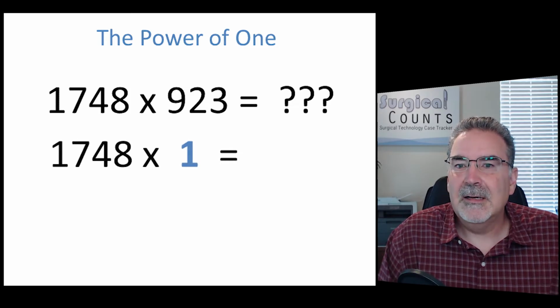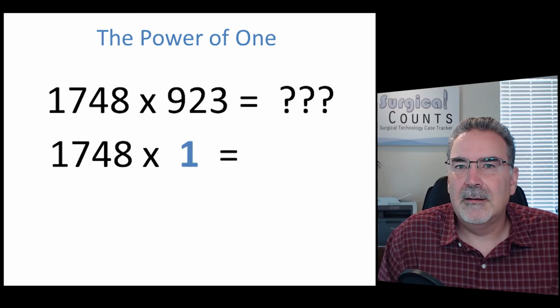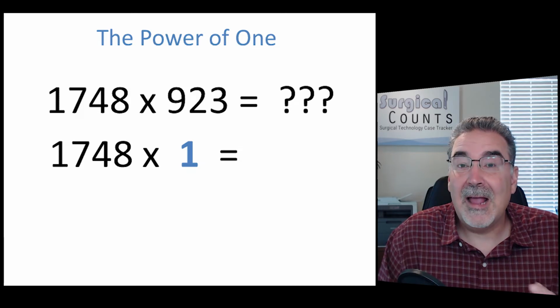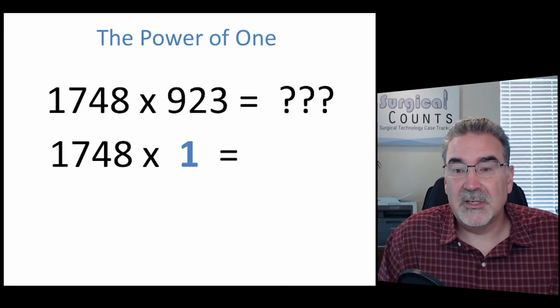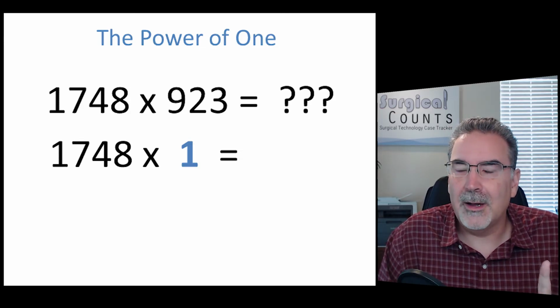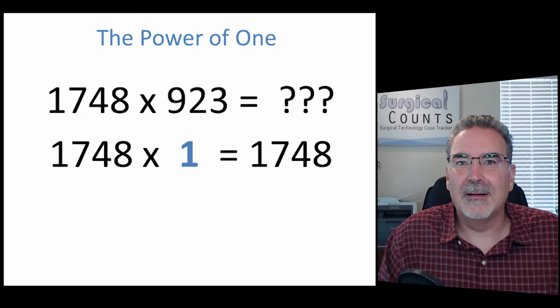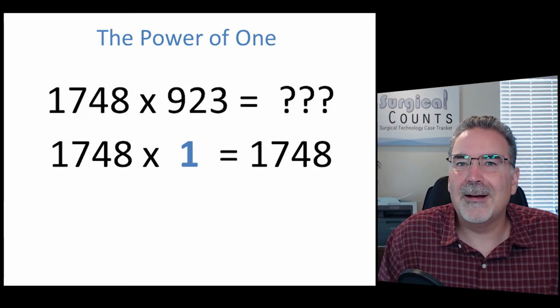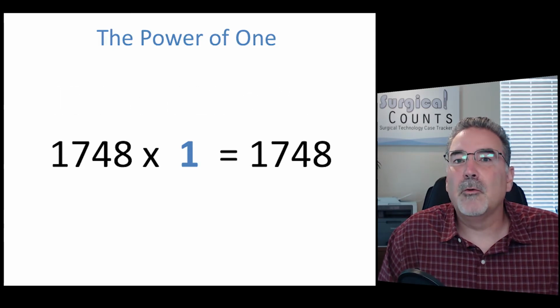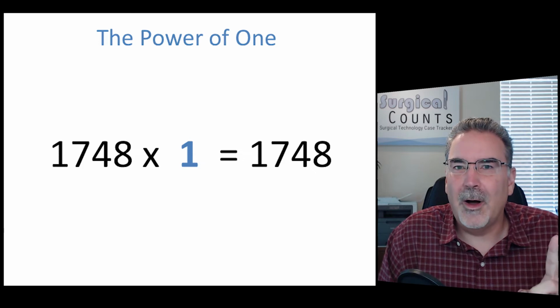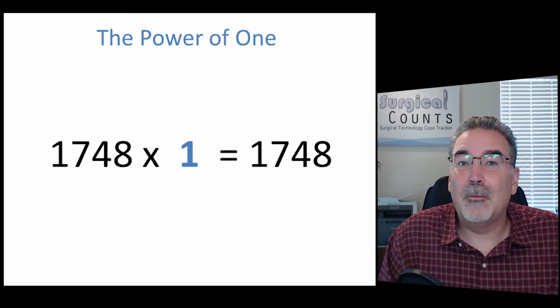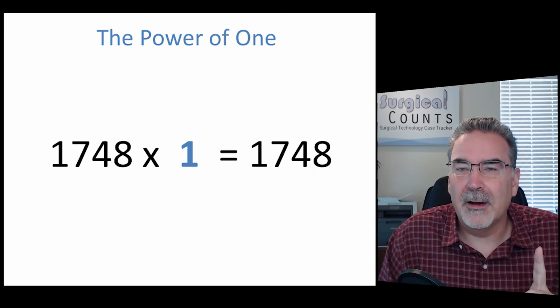How about this? 1,748 times 1. Well, you know what this is. Any number times 1 is itself. So 1,748 times 1 is 1,748. See how easy that is? You know how to do this. Now, wouldn't it be great if all questions could use 1? Well, I'm going to show you how we can use the power of 1 to make pharmacology math questions a whole lot easier.